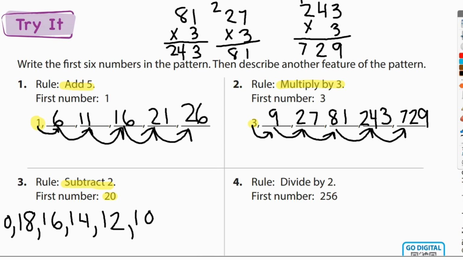Okay. Now, let's take a look at question 4, because I know that question 4 is going to be the most challenging one. The rule is to divide by 2, but I need to start with 256. Now, if you remember your divisibility rules, you remember that this number is an even number. It's going to be divisible by 2. That means that I can divide this by 2 and I will not get a remainder. So let's practice that long division. But before we start that, let's write our first number. 256.